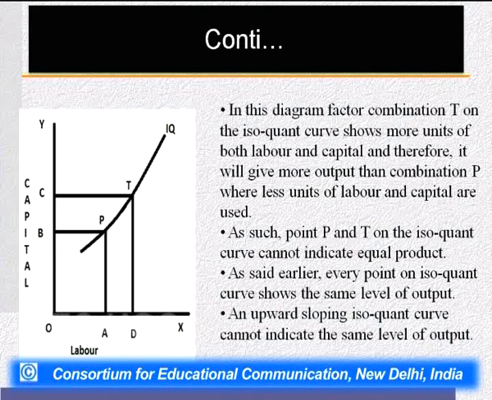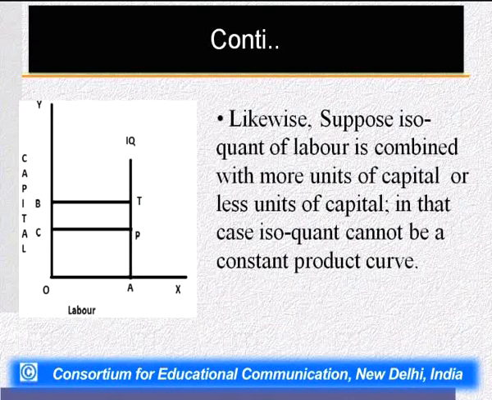So points P and T on the isoquant curve cannot indicate equal product. As said earlier, every point on an isoquant curve shows the same level of output, and an upward sloping isoquant curve cannot indicate the same level of output. That is why the isoquant curve is always convex. Likewise, suppose labor is combined with more or fewer units of capital, then it cannot be a constant product curve.